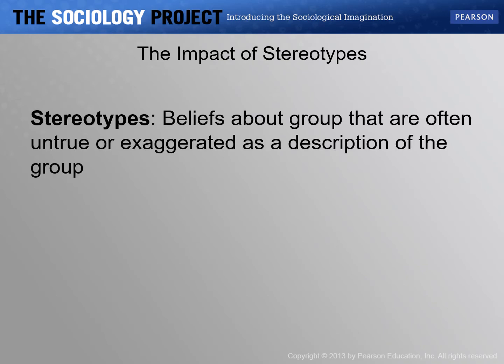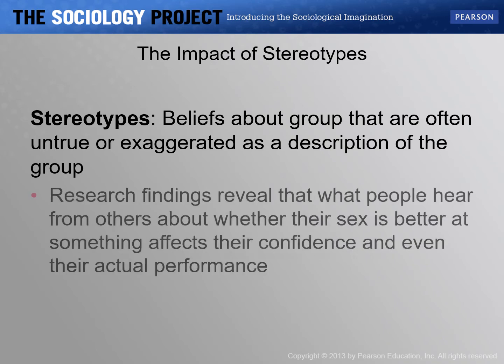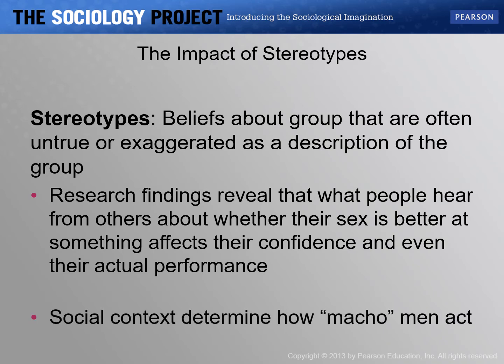One of the things that people, with respect to sex and gender, have to deal with is stereotypes, which are beliefs about a group of people that are often untrue or exaggerated as a description for that group. They may or may not have any truth to them. Researchers' findings reveal that what people hear from others about whether their sex is better at doing something affects their confidence and even their actual performance. So if women are told that they're not as good at mathematics, they may not pursue mathematical careers. It may actually impair their performance. Social context, for example, determines how macho someone is.